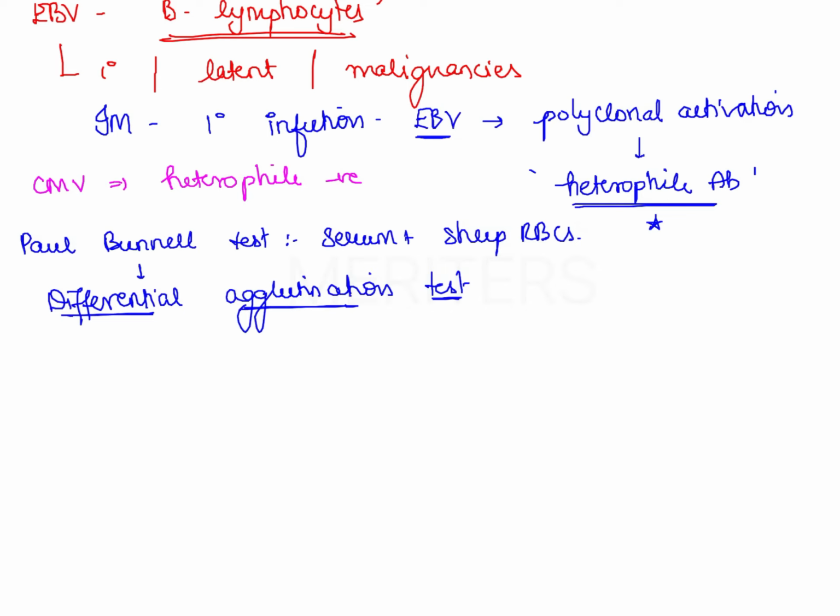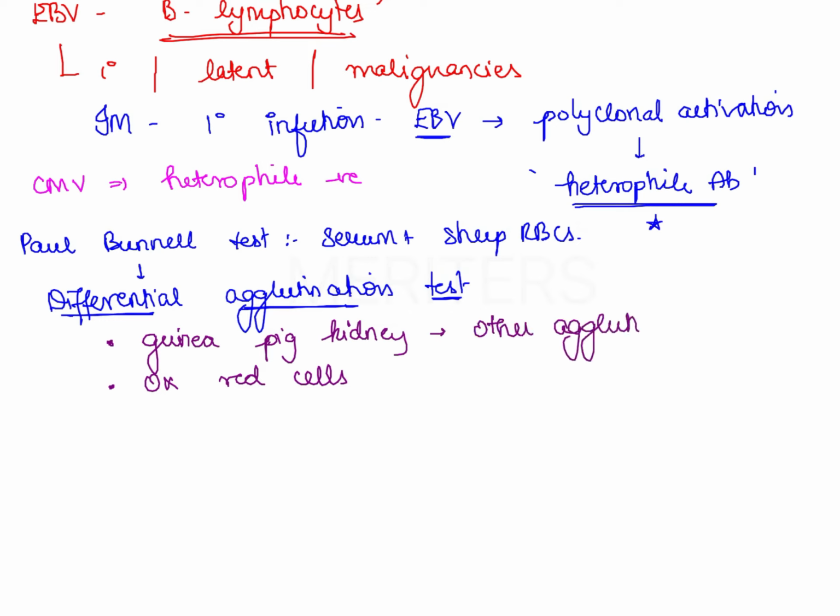So for that, we mix the serum of the patient with two sources, that is guinea pig kidney cells and bovine RBCs, that is the ox red cells. Guinea pig kidney cells absorb all the other agglutinins but not the infectious mononucleosis heterophile antibodies, whereas ox red cells absorb only the infectious mononucleosis specific heterophile antibodies and not the other antibodies.